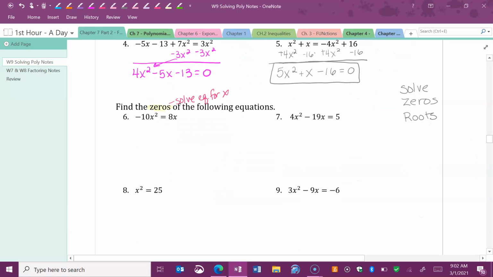So remember what I said about let's try and keep that x squared positive. So what I'm going to do is add this 10x squared to the other side, because I need to put this in standard form first.